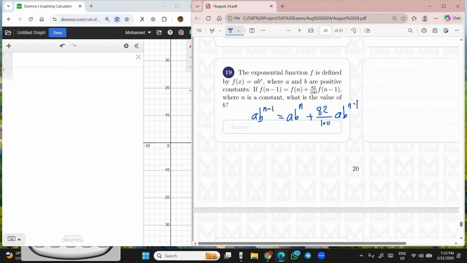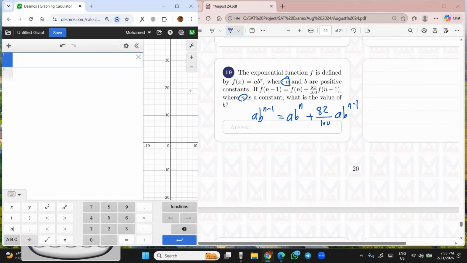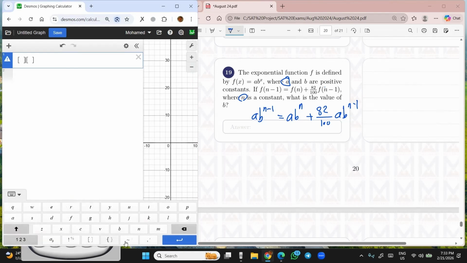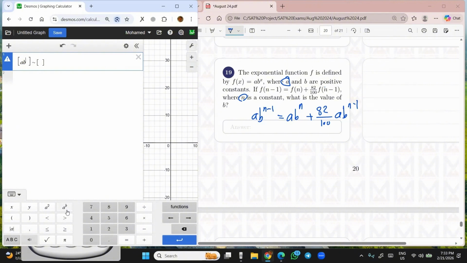So we can write this on Desmos, and then we can provide Desmos with some values of a and n as, let's say, positive values. And we see the value of b. So we can write a list here with this sign between them. And on the left side, we write ab to the power of n minus 1. Make sure to write them inside the parentheses, n minus 1.